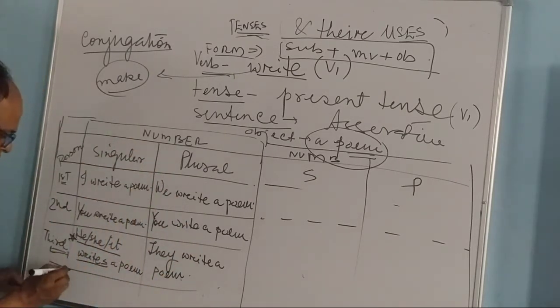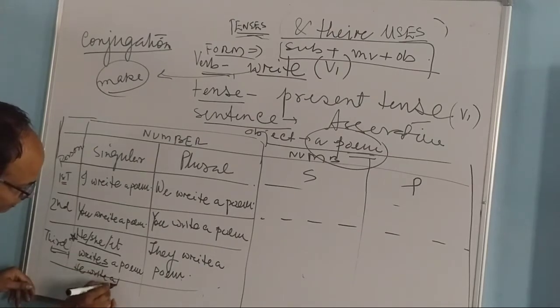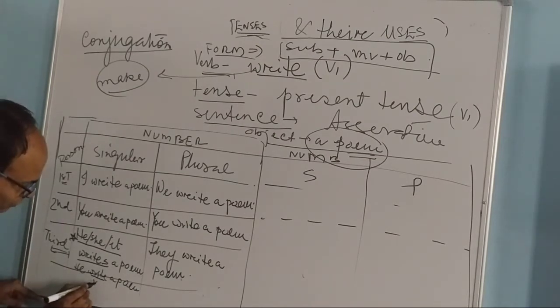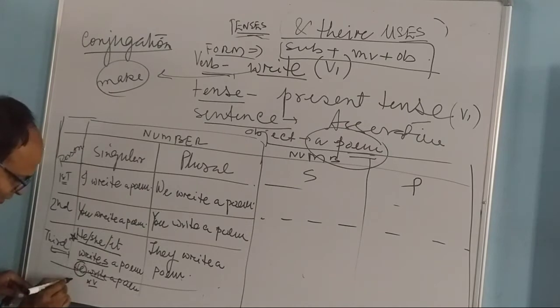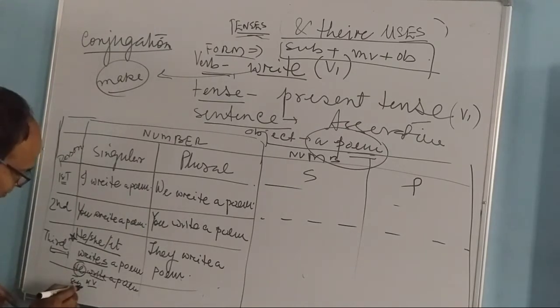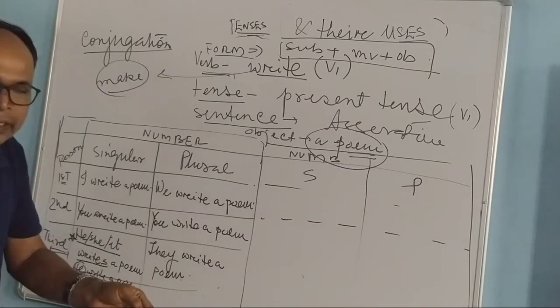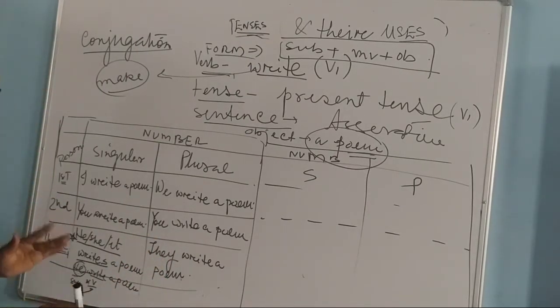My dear children, you see here the sentence is "He writes a poem." Here "writes" is the main verb and "he" is the subject, and between this subject and verb there is concord, or agreement, meaning there is no disagreement, meaning it is correct. Therefore, what is the formula behind it?